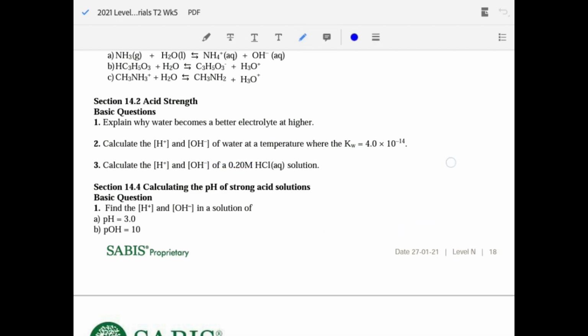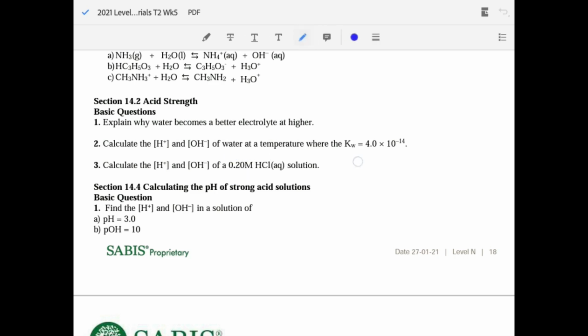So, since they're neutral, they're the same, so all you have to do is just take the square root of that, which is 2 times 10 power minus 7. Calculate the H plus and OH minus. This dissociates completely because it's a strong acid, so H plus is 0.20 molar.